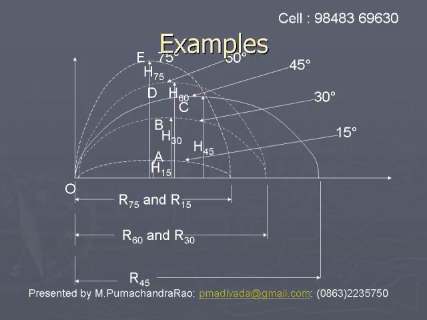But the range reaches a maximum value, and once again the range decreases with angle of projection. For a projection of 45 degrees, the range is maximum. The range is same for two angles of projection whose sum is equal to 90 degrees. If one is theta, the other one is 90 minus theta.